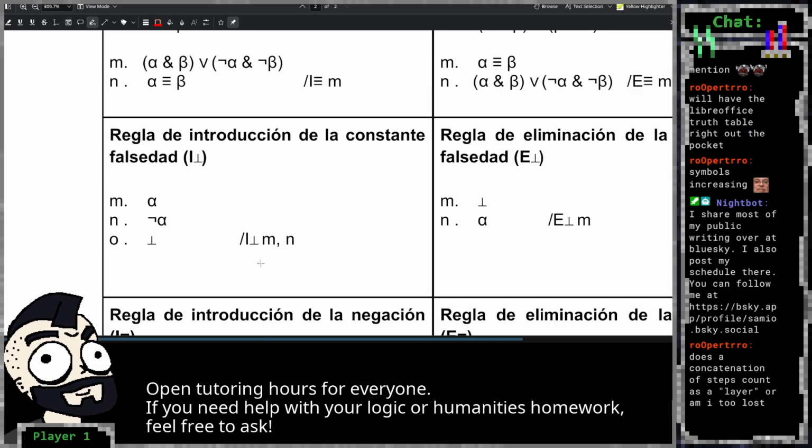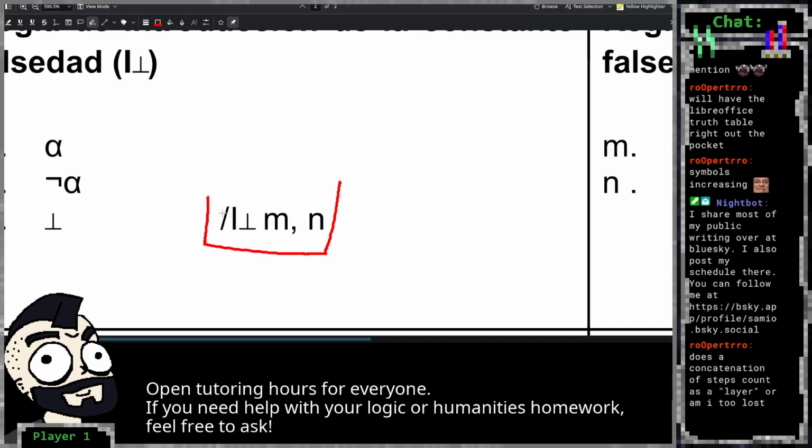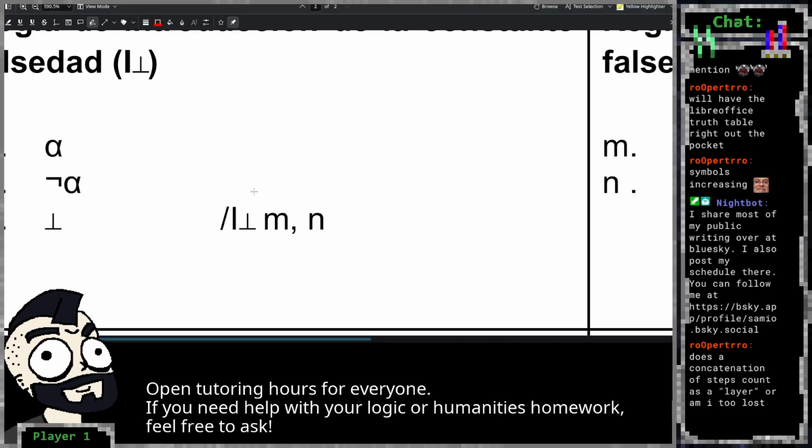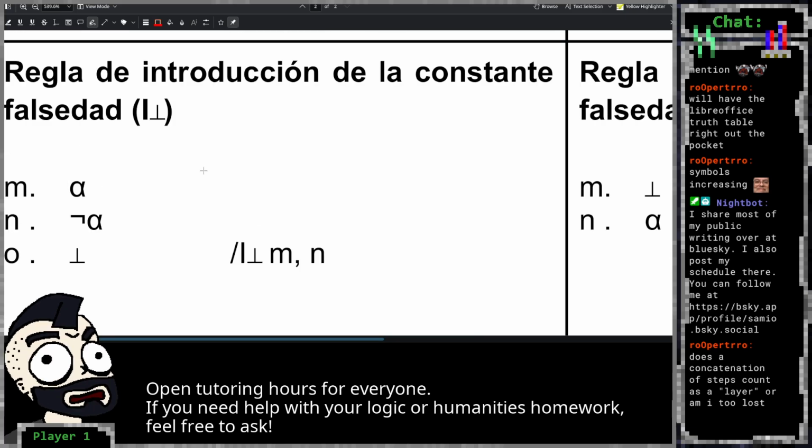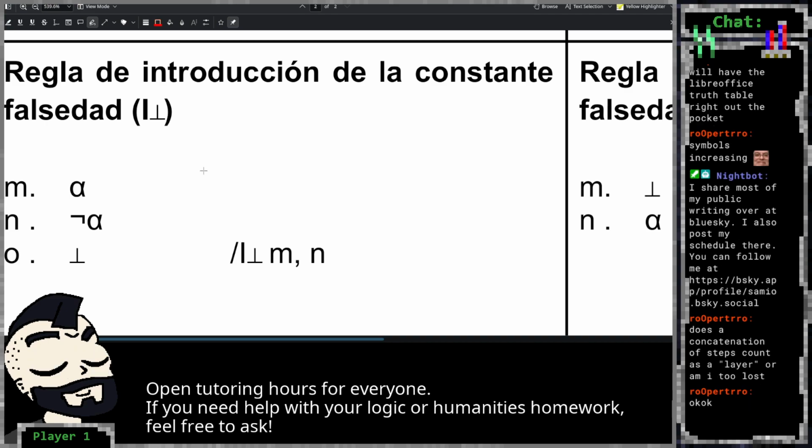And to the side, we see this. Does a concatenation of steps count as a layer or element lost? No. We will deal with the layers soon, don't worry about it. A concatenation is just an ordered set that goes 1 plus 1 plus 1 plus 1 plus 1. So a concatenation is just a sequence that has an extra bit added, and the extra bit is always added one step at a time. That's what I mean by concatenation.